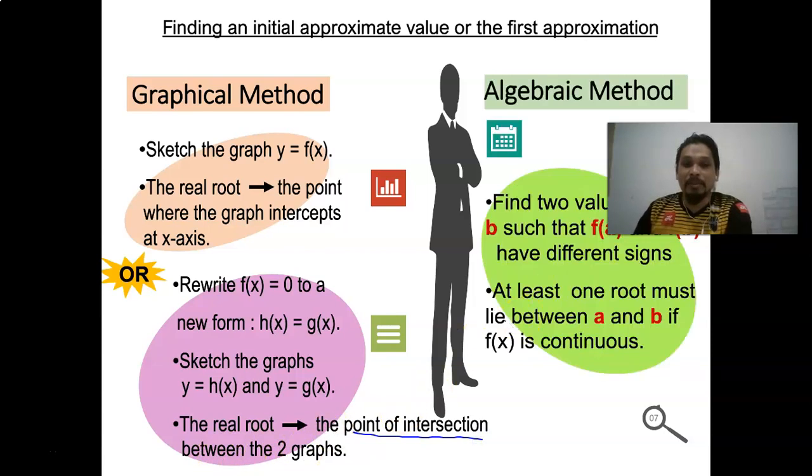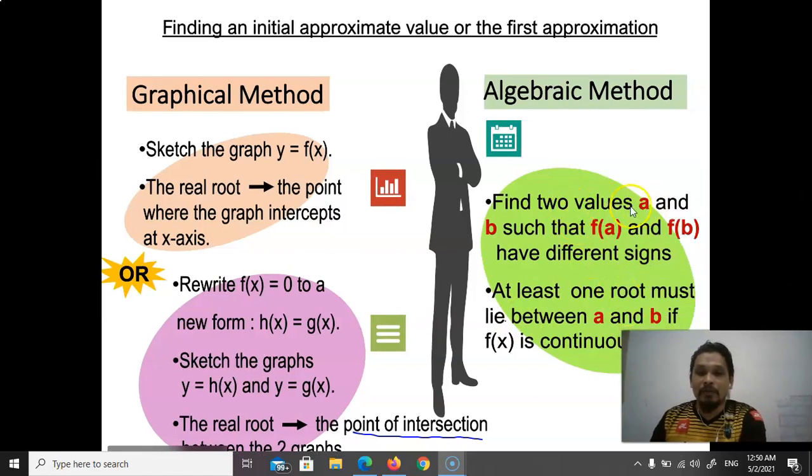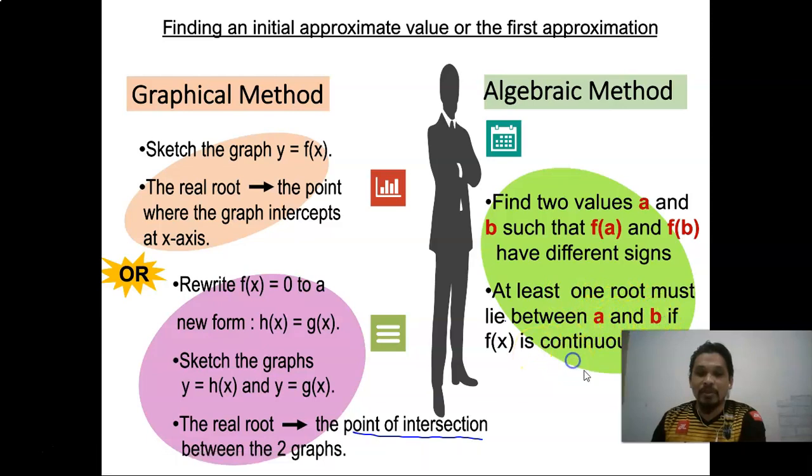An algebraic method: find two values a and b such that f(a) and f(b) have different signs, and at least one root must lie between a and b if f(x) is continuous.